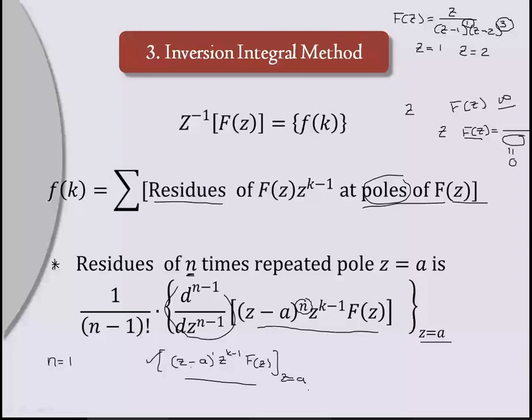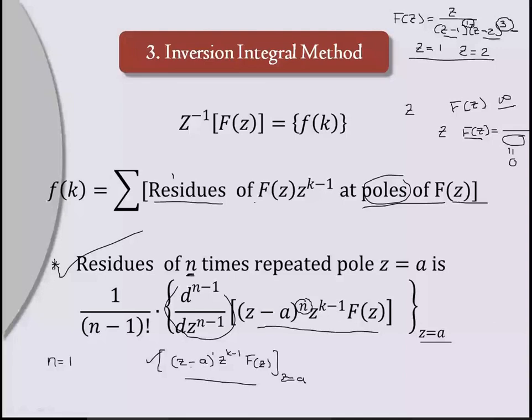First of all, for the inversion integral method, what we have to do is check what the poles of F of z are, the values for which the denominator becomes 0. Then check the powers of those, the order of those, and then find the residue at each point by using this formula. Find the residue at each pole, and the addition of all the residues gives us f of k.